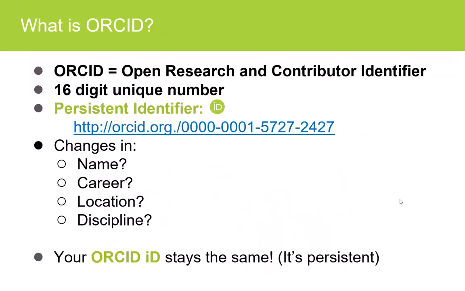ORCID stands, as I said, for Open Researcher and Contributor ID. It's a 16-digit number. It is unique to you, and it will remain the same regardless of whether your name changes, your career, your location, even your discipline. Once you sign up for an ORCID, it will stay the same. It also stays the same regardless of the language that a name is written in.